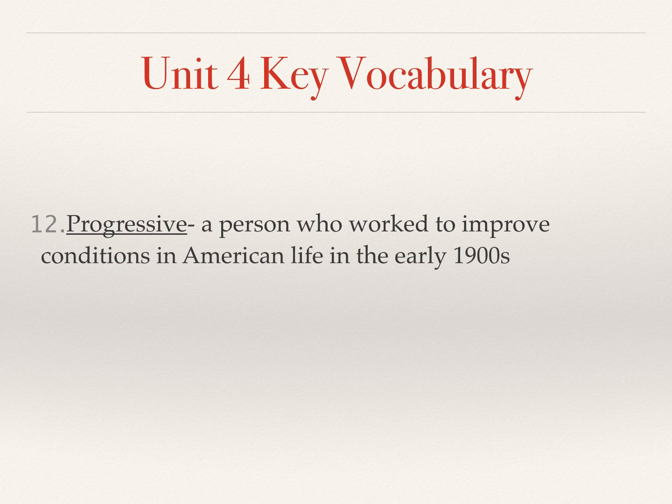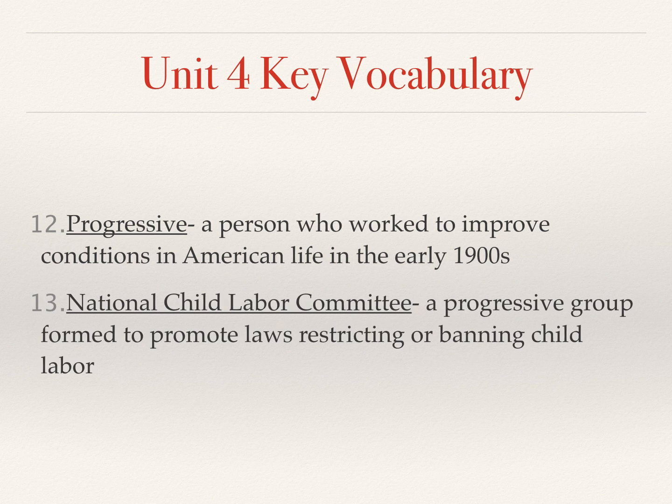Number 12, progressive. The progressives were people who worked to improve conditions in American life in the early 1900s. The National Child Labor Committee. This was a group of progressives who were committed to promoting laws that restricted or eliminated child labor.